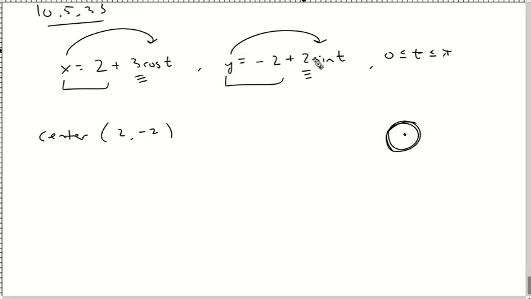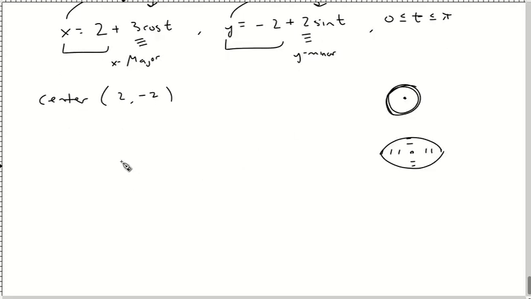But because there's a different radius here, this radius is 3. So from here I go 1, 2, 3, 1, 2, 3. But for my y's, I'm only going 2. So it looks more like this. What shape is that? That is an ellipse. Exactly. So it's an ellipse centered here. And indeed, the bigger one is the major. And it's an x major because it's the bigger one. And this is a y minor because it's the smaller one. They're both positive, so that didn't worry me.